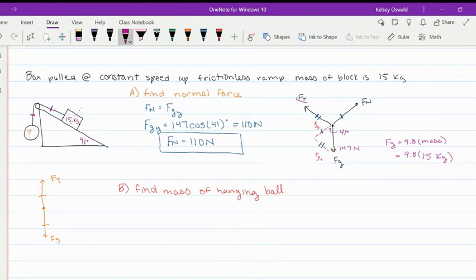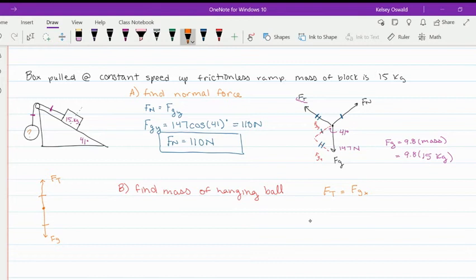So we have to revisit the free body diagram we drew for part A. If we look at that free body diagram, we can see that our force of tension points uphill and our force of gravity in the x direction points downhill. Since we only have one force in either direction, they need to be equal to balance one another out. So the force of tension is equal to that force of gravity in the x direction.